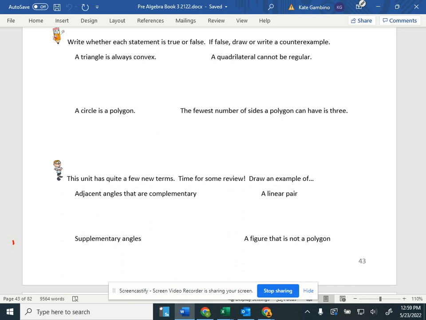This unit has quite a few new terms. Time for some review. So you're going to review what we talked about last week. Adjacent angles that are complementary, a linear pair, supplementary angles, a figure that is not a polygon. So it's just a quick little touch point review. Make sure you remember what we did last week. Any questions on today's assignment? Chase.